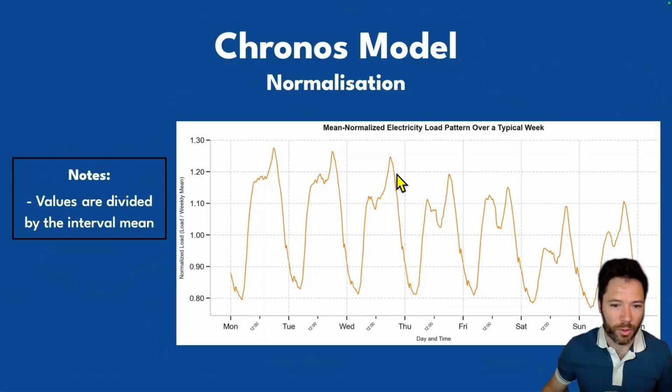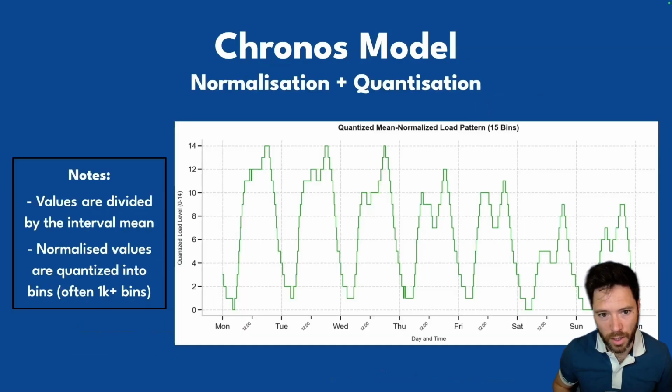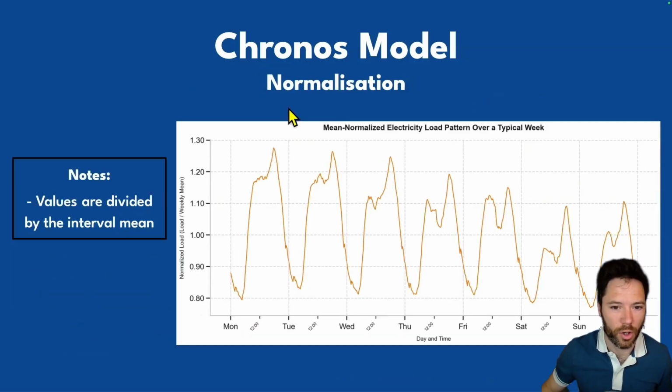Now, let's move to the Chronos model. And before I describe the architecture, I just want to talk about the normalization and the quantization, because Chronos uses tokens, and to get tokens, you need to quantize the input numbers. So the first step before quantization is normalization.